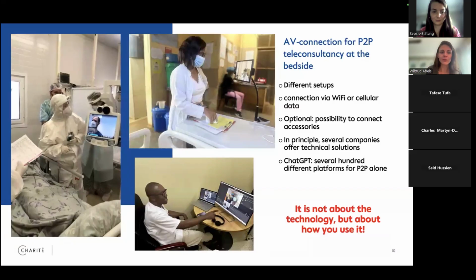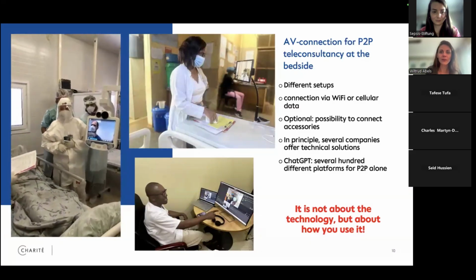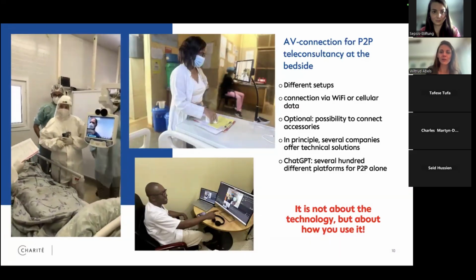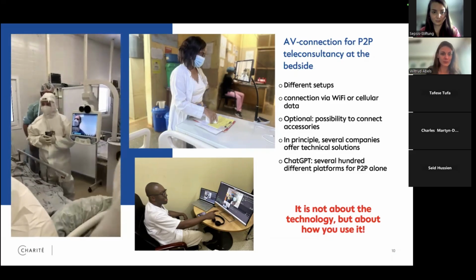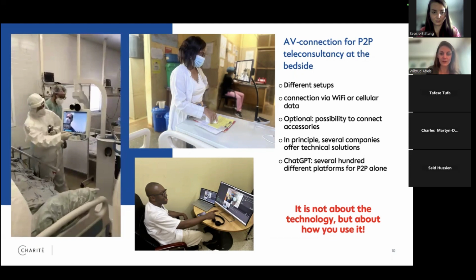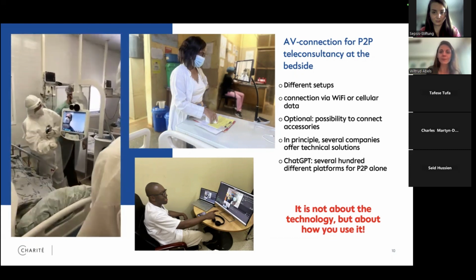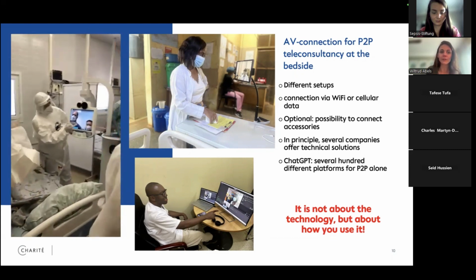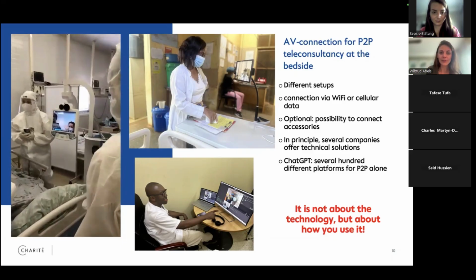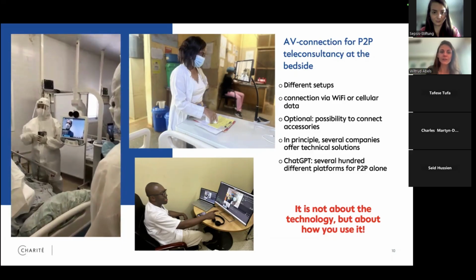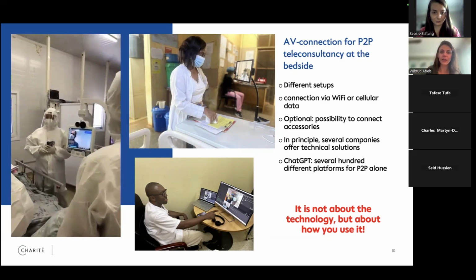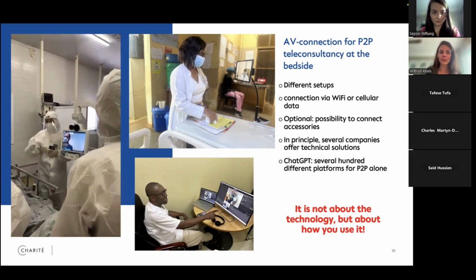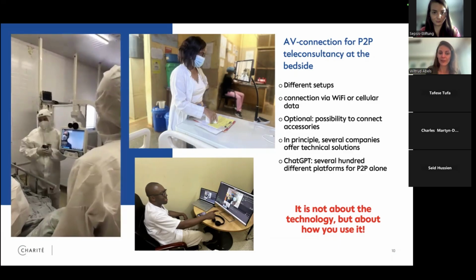I want to talk a little more about this audio-visual connection that is possible through different kinds of technology for peer-to-peer teleconsultancy at the bedside. So I've brought you different examples here. You see different setups of a dedicated technology that can be used for communication between providers at the bedside.